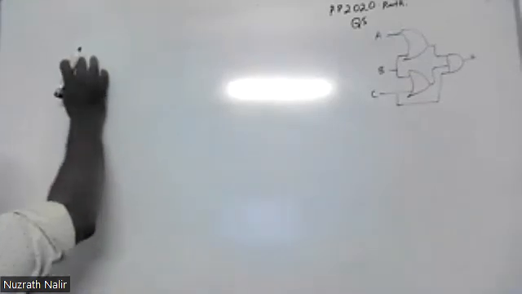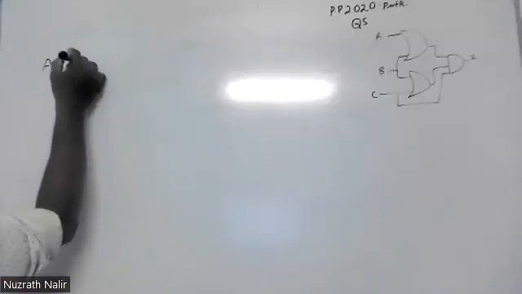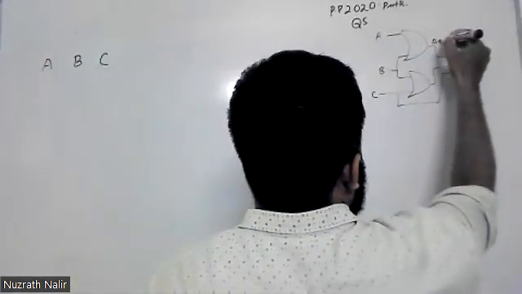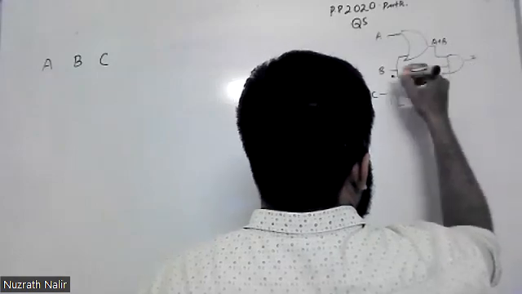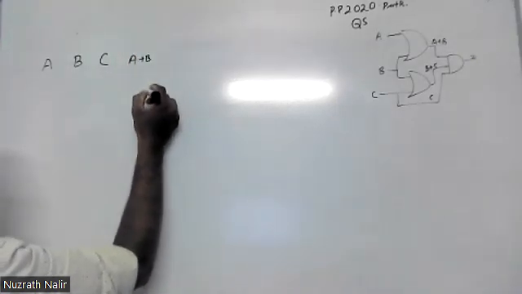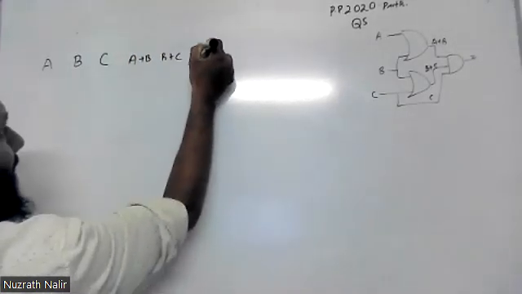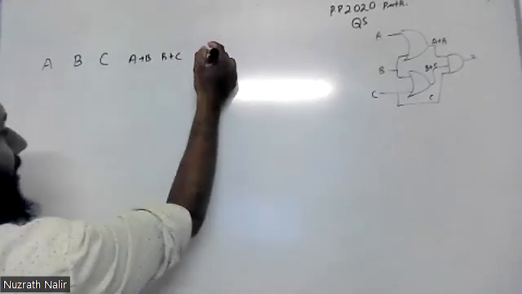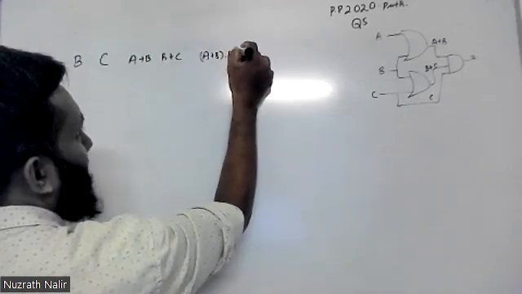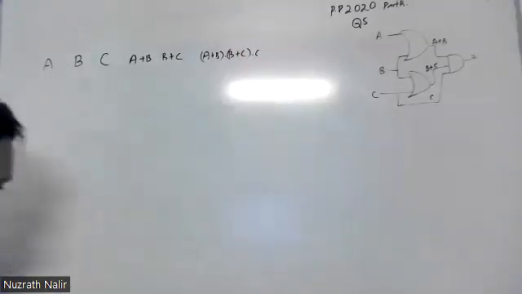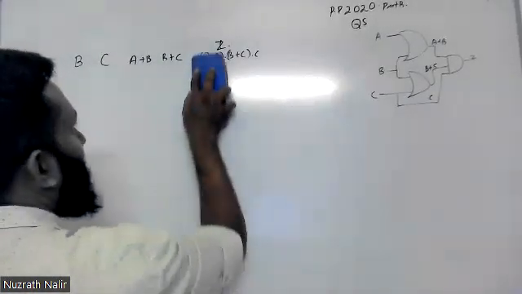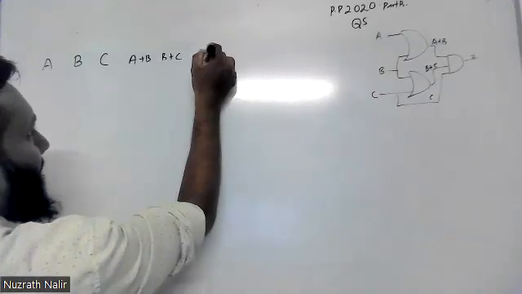So here we have A, B, C. The second one is A plus B, then B plus C, and this is C. And A plus B dot B plus C dot C is your final answer, which means it's Z. You don't need to mention all those things, simply you can mention this one.